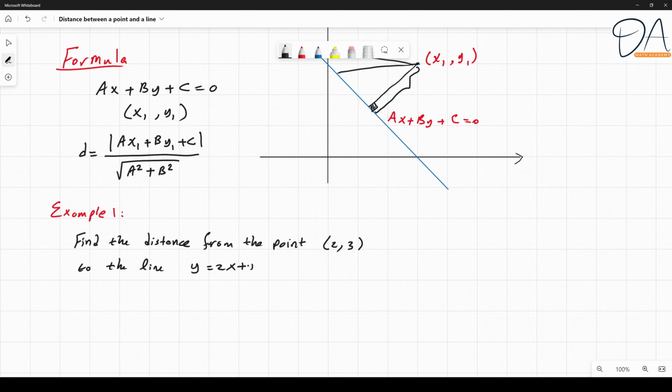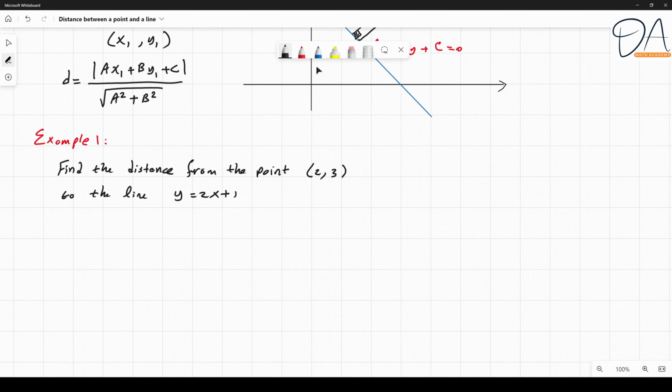So our first example is to find the distance between the point 2, 3 and the line y equal to 2x plus 1. So to solve this, the first thing to notice here is that the line is not given in the standard form. So we need first to put it in the standard form. Now this is easy. We can move all the terms to one side. So if we move the 2x to the left, that gives us minus 2x plus y. And then we move also the 1 to the left, that gives us minus 1 equal to 0. We can also move the y to the right. That will give you the same result at the end.